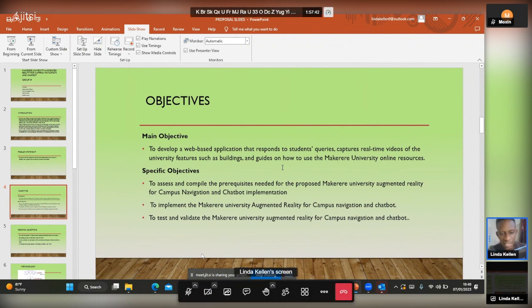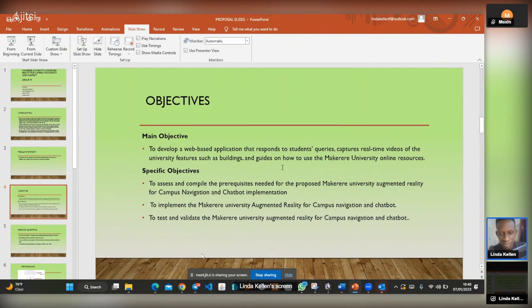Our objective is to test and validate this augmented reality model so that people can use it for navigation. Apart from the augmented reality model, we have a chatbot that you can ask any question. These two work together. Apart from moving around taking photos, you can also ask a question and it will be answered. For example, where is the office of the academic registrar? And you'll get a quick reply there and then.